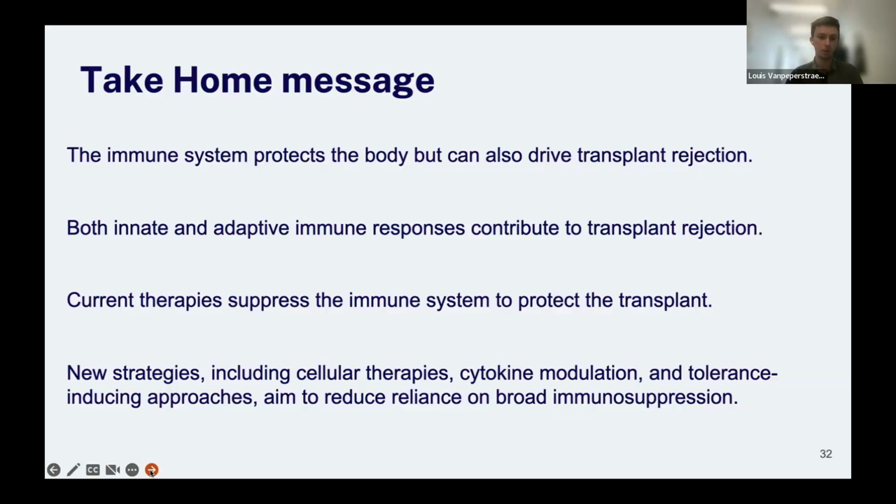Il y a aussi quand même des thérapies qui permettent de protéger ce greffon, qui sont déjà en place. Il y a également de nouvelles thérapies, comme je viens de vous l'évoquer, qui incluent des thérapies cellulaires, des thérapies de cytokines, ou même simplement apprendre à notre système immunitaire à ne pas attaquer le greffon.